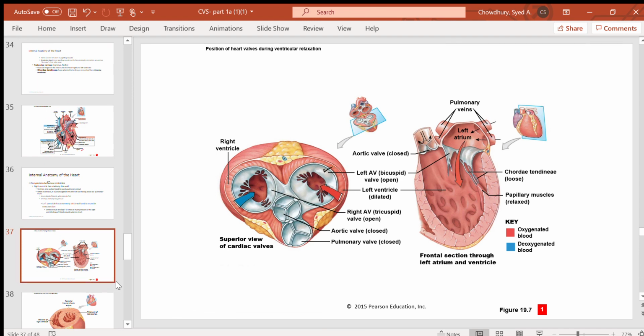Here you can see in this cross section the valves. You can see all four valves, right? So this is bicuspid, two cusps, this is tricuspid, this is the right, this is the left, and these two are semilunar valves. Okay.